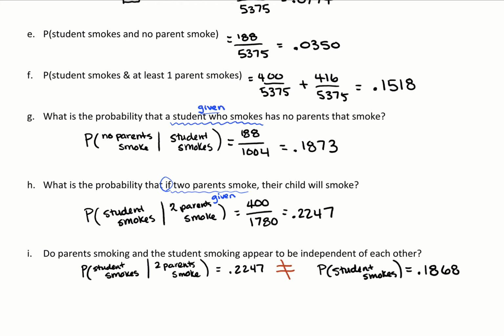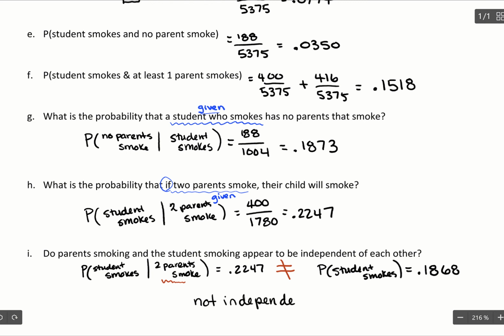So those two values are not the same as each other. And what that's proving is that this given event changed the probabilities. And that means these two events are linked to each other and not independent. It means the probabilities change based on given values. So in this case, it is not independent because those probabilities differ from each other.